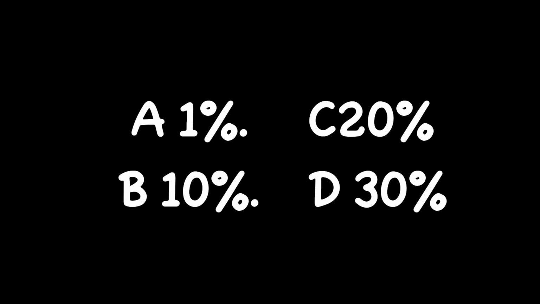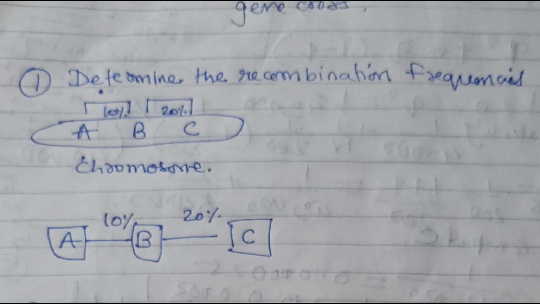So how will we calculate this? First we have to draw the map: A and B come out to be 10 map units as given in the question, and B and C are 20 map units. What we have to do is find the gamete proportions in a linked gene cross.